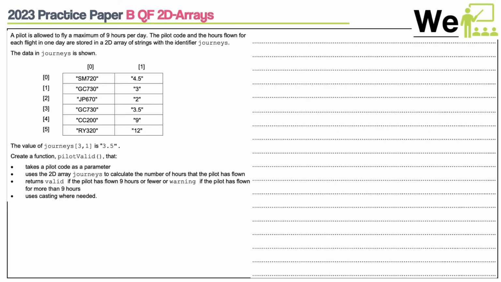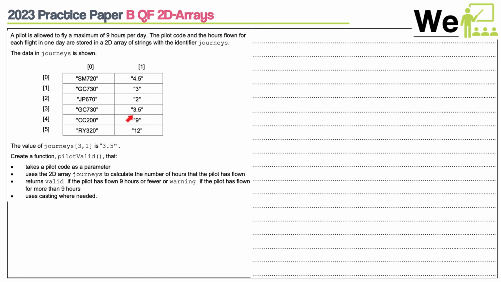So this is your classic end of paper question, testing your ability to write a more sophisticated algorithm using two-dimensional arrays and a function. Remember, with these kind of questions, it's not going to be that you get 0 marks or full marks. Every single time you answer part of the question, you get a mark. And let's get started with doing that. It says a pilot, so we're continuing with the same scenario, is allowed to fly a maximum of 9 hours per day. The pilot code and the hours flown for each flight in one day are stored in a 2D array of strings. So all of this is held as strings with the identifier journeys.